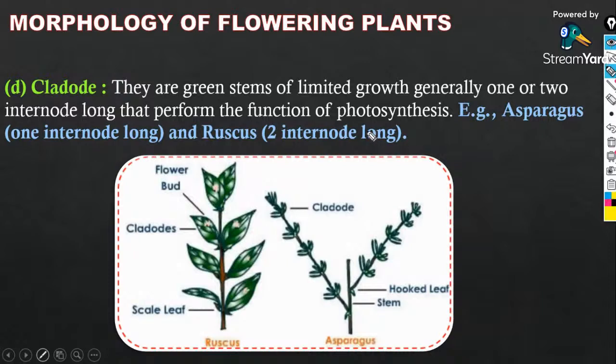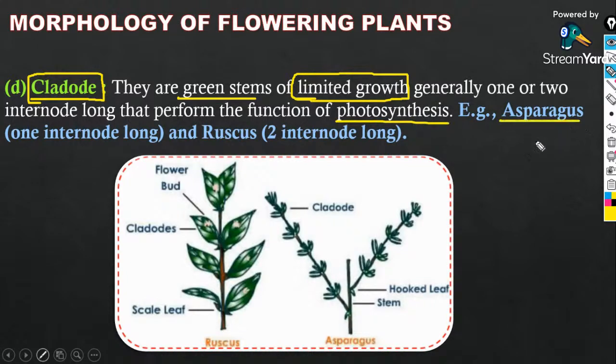Next is the cladode. Guys, cladode is not mentioned in the NCERT, but for all NEET exams, we will find an option like this at least. So cladodes are green stems of limited growth. What is the speciality? They are of limited growth, generally one or two internodes long, that perform the function of photosynthesis. Examples are asparagus and ruscus. In asparagus, ruscus and all, you will find the cladode. Clear everybody?